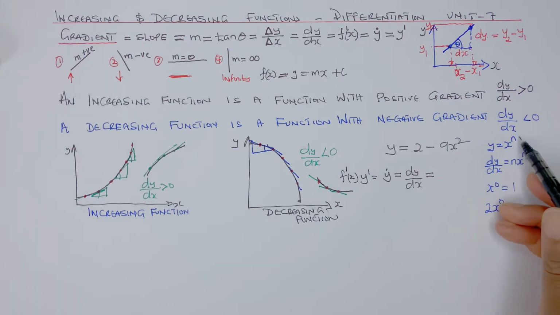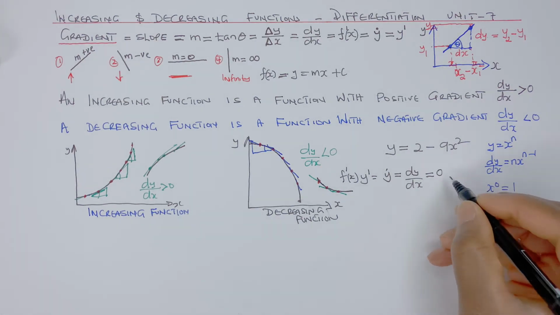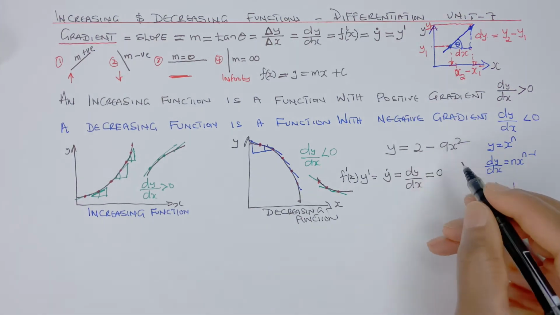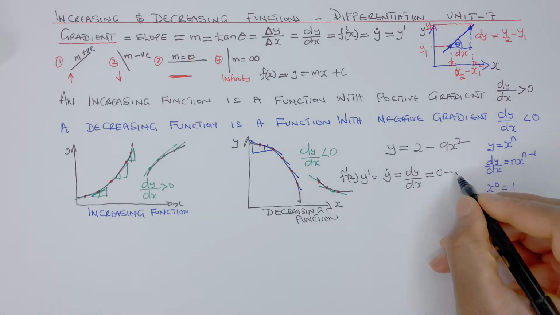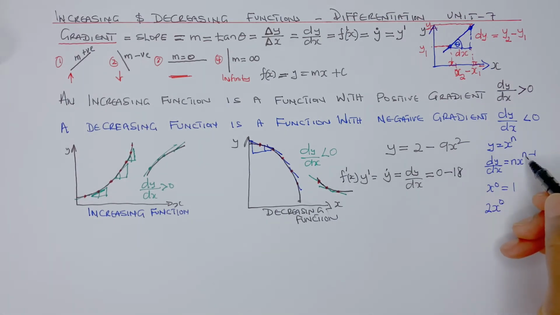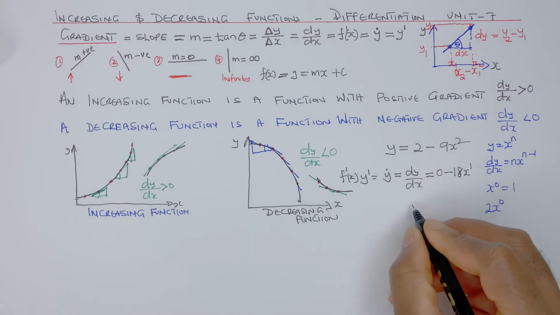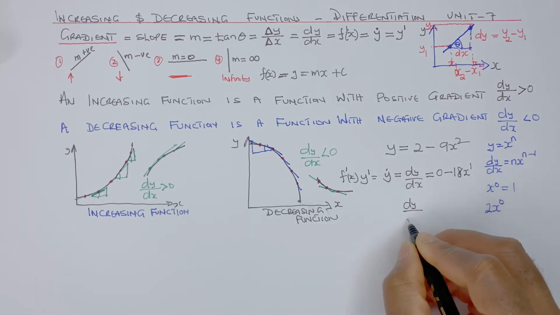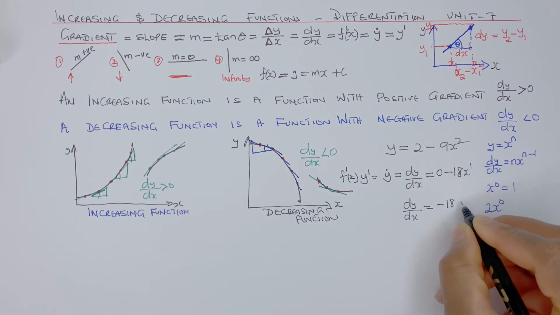So x to the power n, n is 0. 0 times 2, you can see that's 0 already. So that's gone. Minus, n is 2, 2 times 9, 18. Then 2 minus 1, x to the power 1. Therefore, dy/dx equals minus 18x.